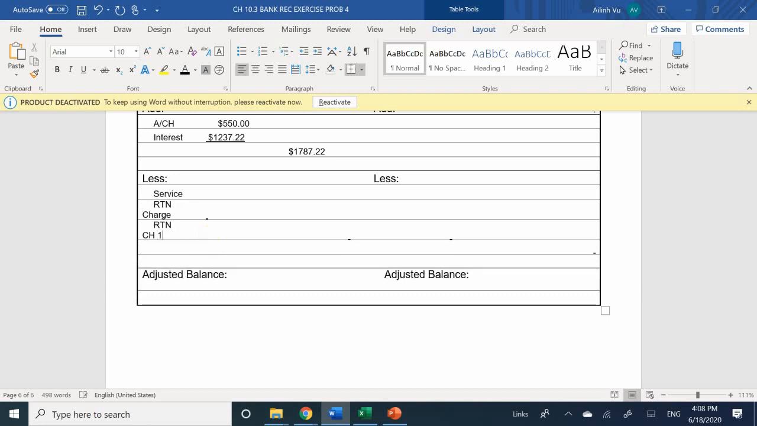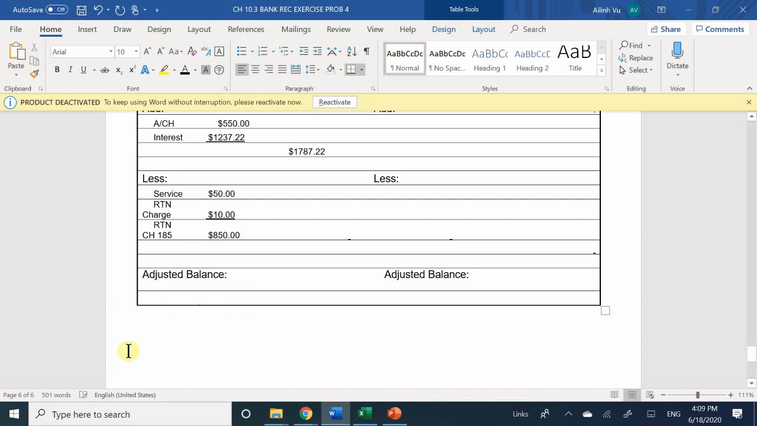Check number, what was it, 185? Okay, so here, yes. How much was the service fee? I think it was $50. And the return charge was $10. And then lastly, this one, the whole entire check amount was for $850.